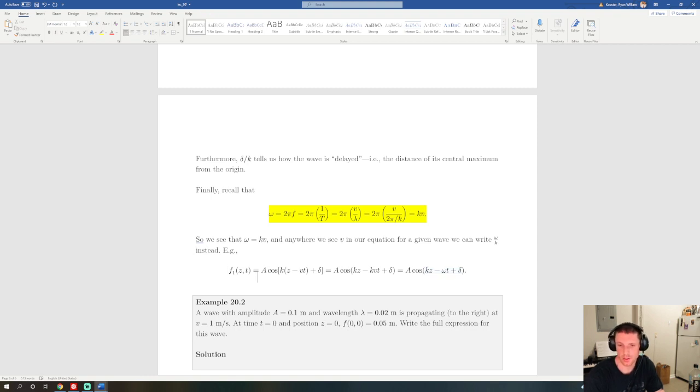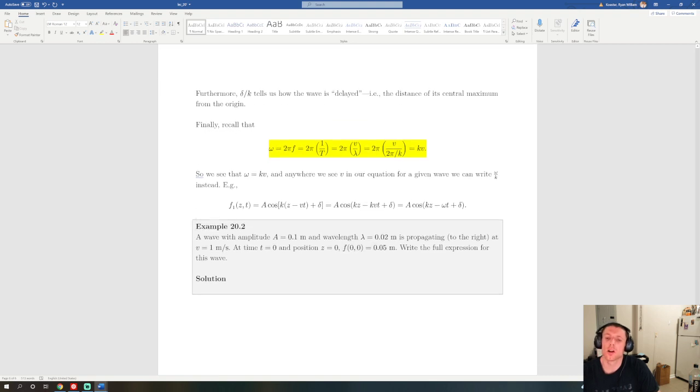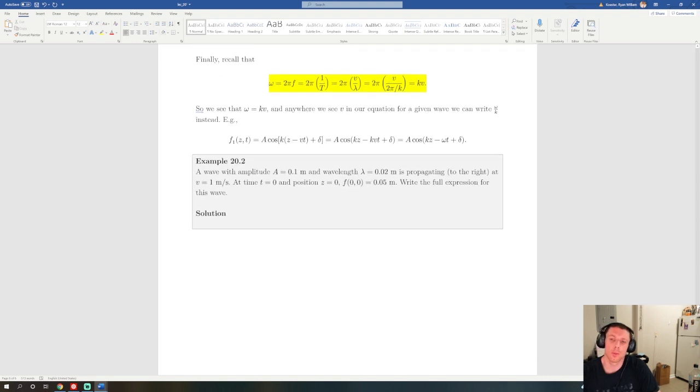Okay, cool. So there is the justification for writing the wave as I did in terms of omega instead of v. Okay, let's look at one example and then we'll be done for this video. This is just going to give us a little bit of practice with writing out the equation for a wave if we know some things about it, right?